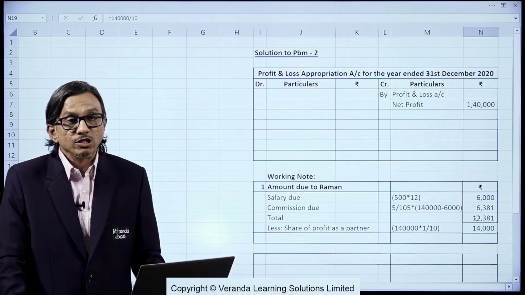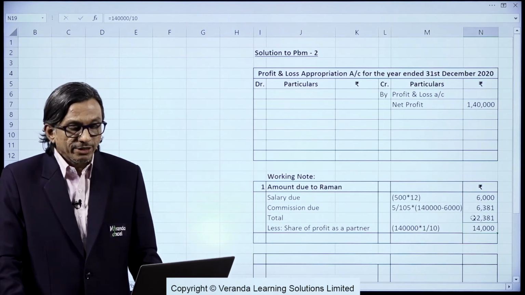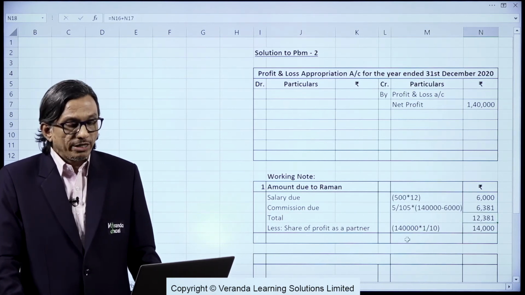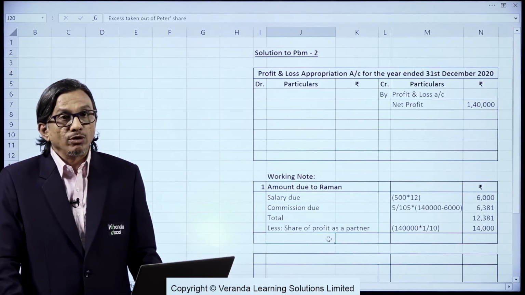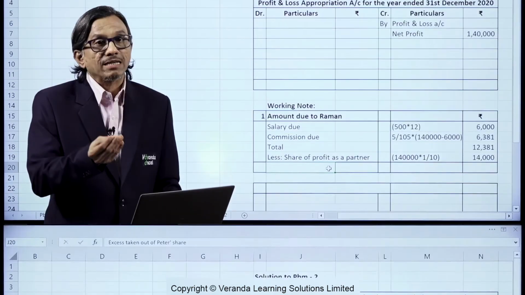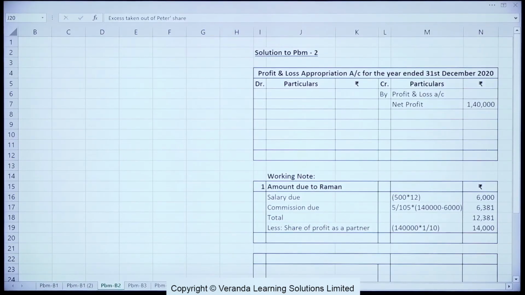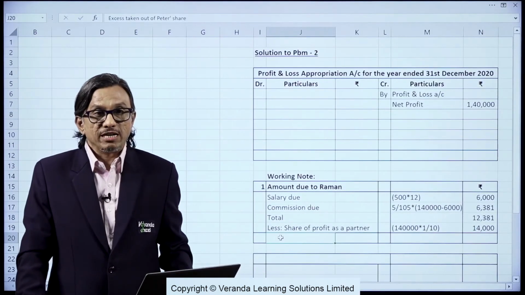You have to compare these two. Had he continued an employee, he would have got only 12,381. But by joining the firm as a partner, he is getting 14,000 rupees. He is getting some excess amount. So now the excess which is payable to Raman should be taken out of Peter's share.